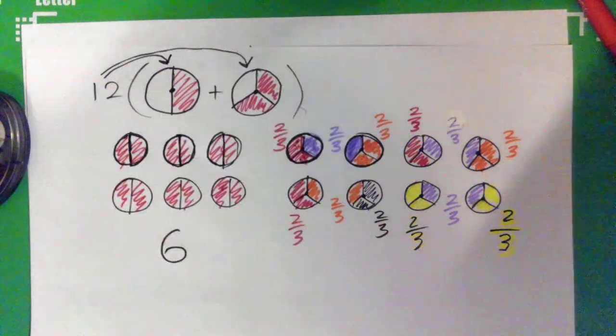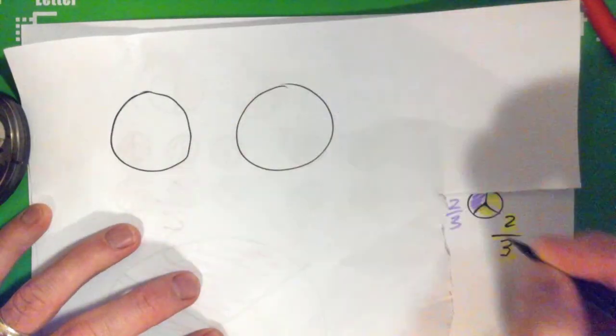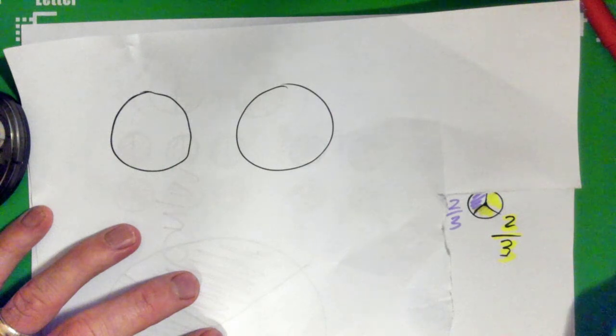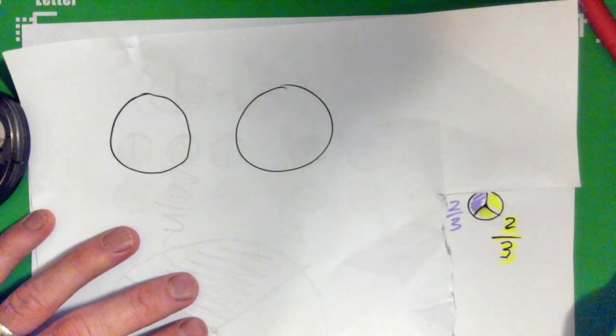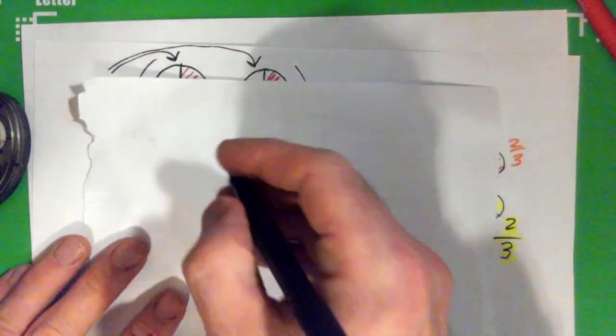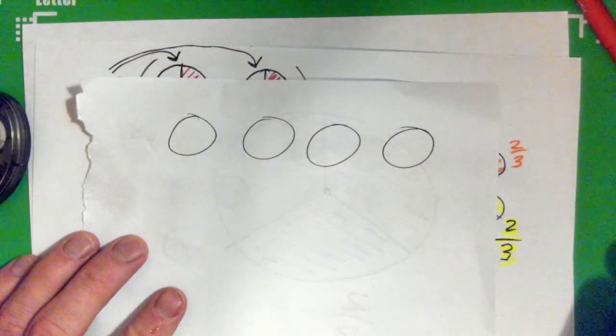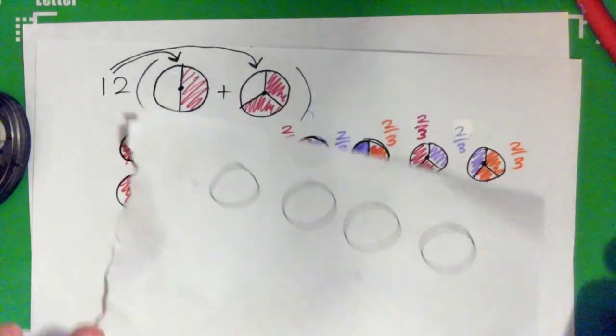Okay, let me break it down a bit. That's a pizza, that's a pizza. How many pizzas do I have? Sure? Right. Okay, give me another one. That's a pizza, that's a pizza, that's a pizza, that's a pizza. How many pizzas do I have? Right. How many pizzas are here?